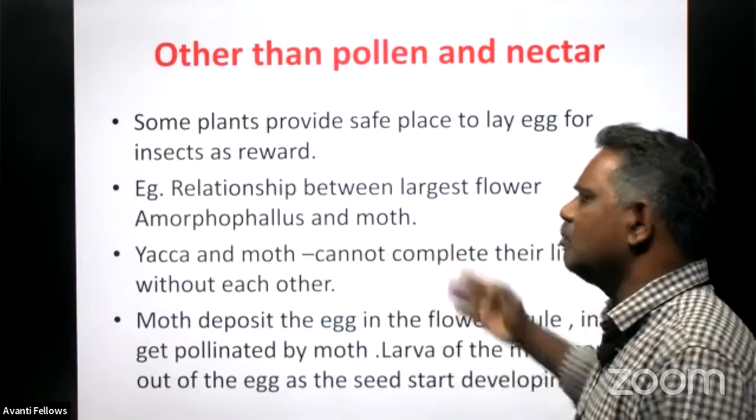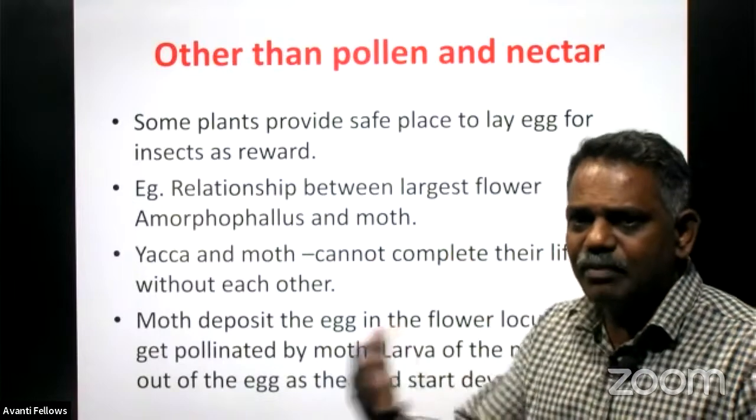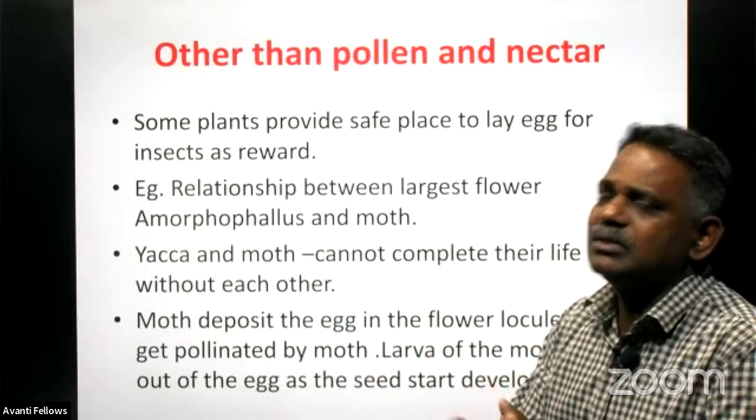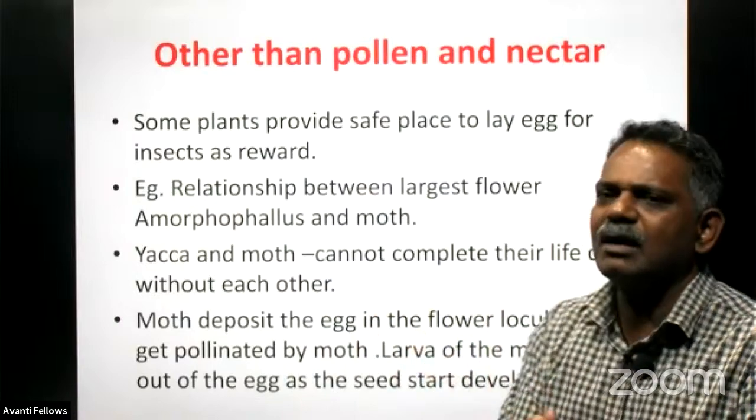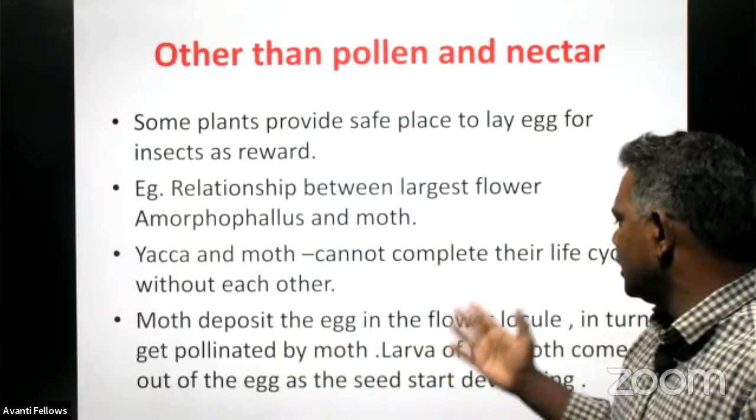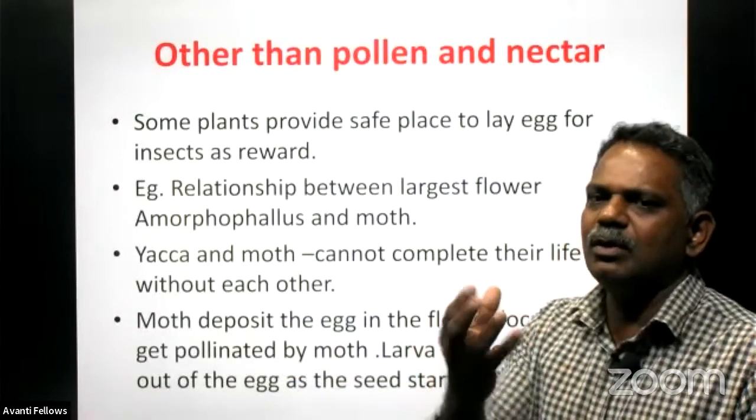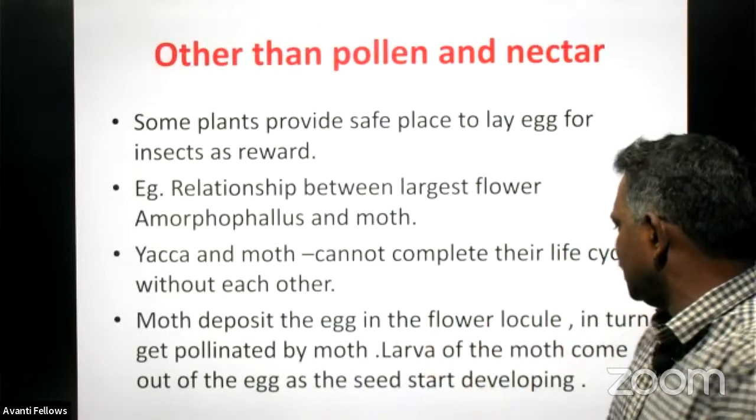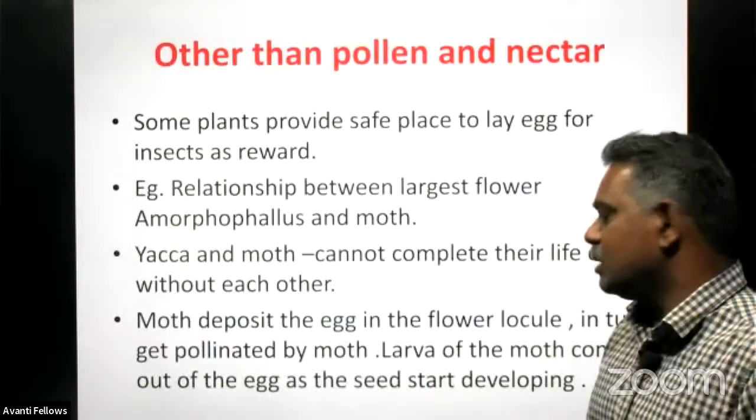And yucca and moth cannot complete their life cycle without each other. They are helping each other to complete their life cycle, and such a relationship is there between the yucca and moth, because the moth selects only yucca plants to lay its eggs. Then the moth deposits eggs in the flower locule. Locule means the compartment where the ovule is located. And this moth deposits its egg in this locule of the flower, and in turn the flower gets pollinated by the moth.